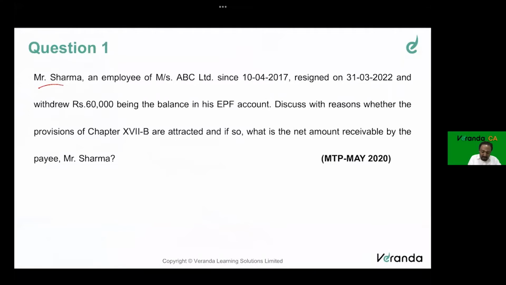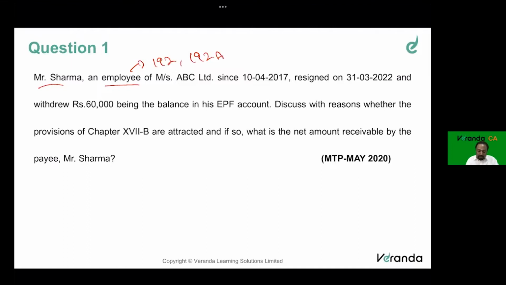So it is Sharma, an employee. When you read an employee, the possible sections in income tax and TDS are 192 and 192A, possibly. That's the point I'm trying to say: things should run in your mind. The provision should run in the back of your mind to see what the question will be about.